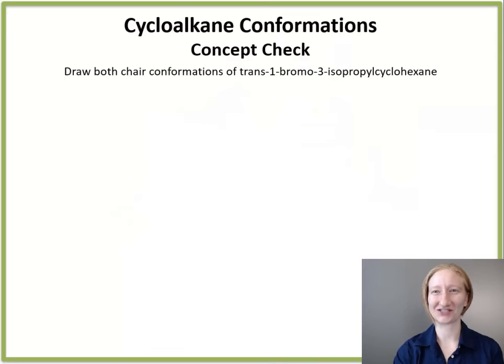For this concept check question, you're asked to draw both chair conformations of trans-1-bromo-3-isopropyl cyclohexane. And right now, when you're asked to draw the chair conformations from a name, you may want to start by drawing the structure using hashed lines and wedges, and that's perfectly fine. I'll start here today with the skeleton of my cyclohexane chair conformation.